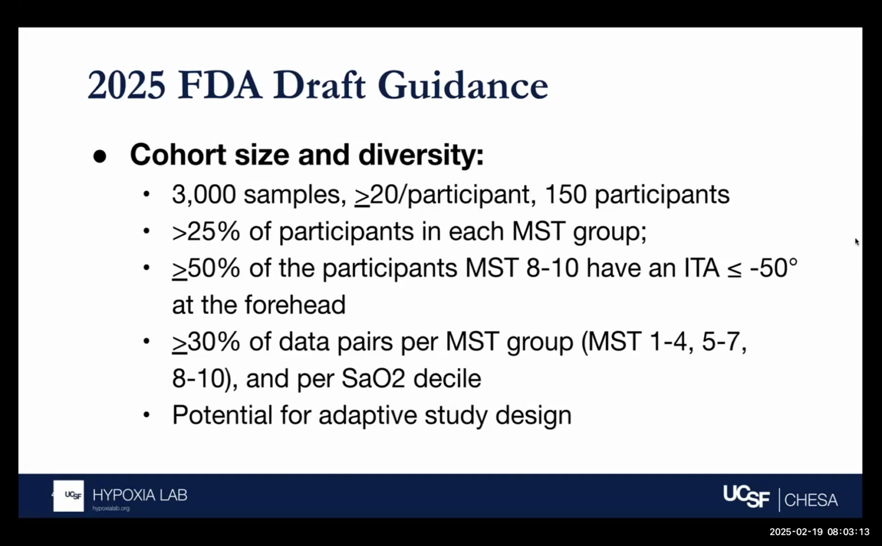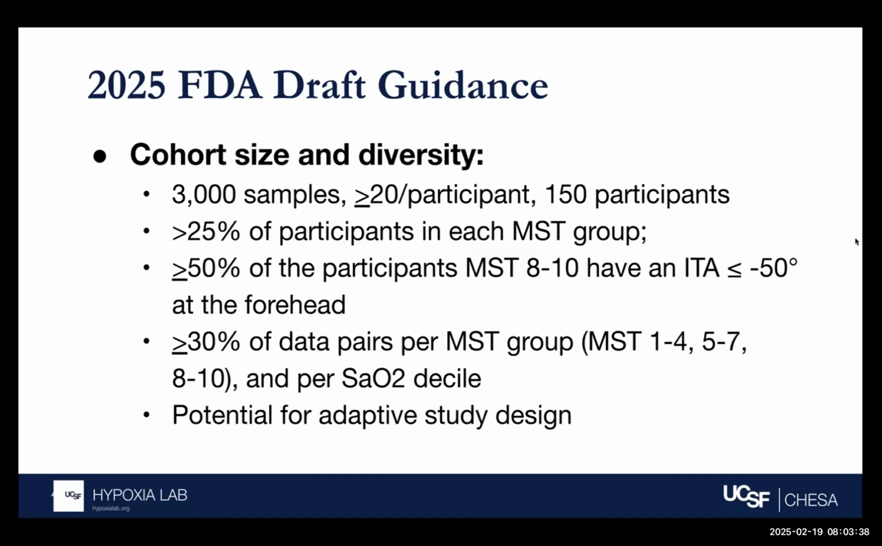The cohort size has been discussed in several of the prior collaborative community meetings. Ten was the recommended minimum in prior controlled desaturation verification studies. The new recommendation is 150 participants, which gives you a total of 3,000 paired samples, SaO2, SpO2, which is about 20 per participant. So that's a big change.